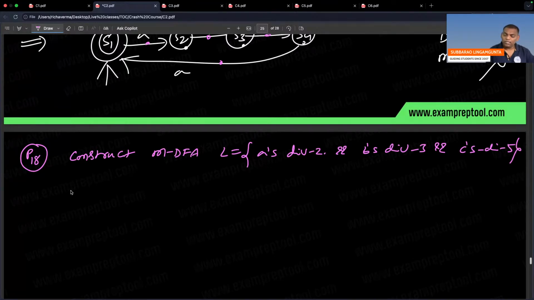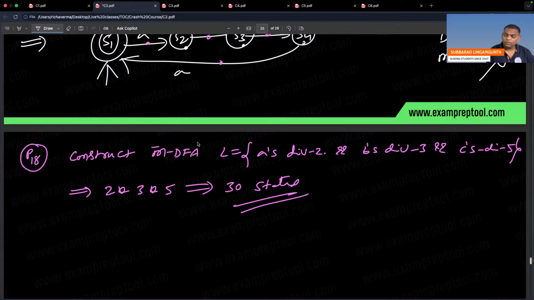Then what is the answer? Because of conditions on different symbols: divisible by 2 states, divisible by 3 states, divisible by 5 states, 2 times 3 times 5 is 30 states. If you want, you can check. Minimal DFA contains 30 states. No need to draw also, no need to waste your time.